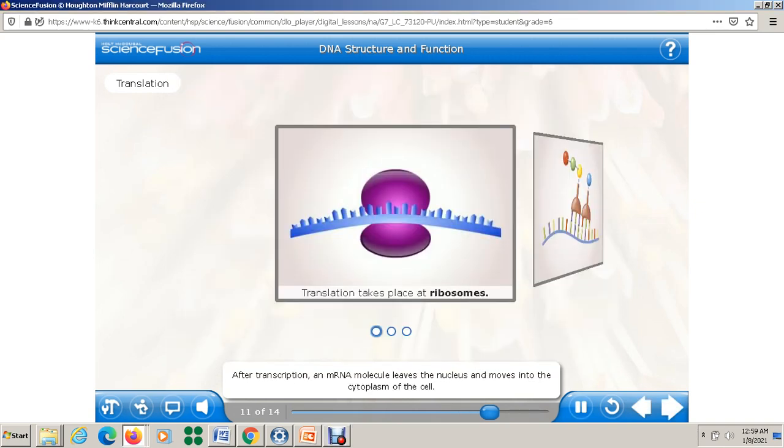After transcription, an mRNA molecule leaves the nucleus and moves into the cytoplasm of the cell. The process of translation can then begin. Click the picture to see how the processes of transcription and translation can produce a protein. Look at this one here, how the ribosome is attached to the mRNA. During translation, the mRNA is fed through a ribosome, which is a cell organelle composed of protein and ribosomal RNA, or rRNA.